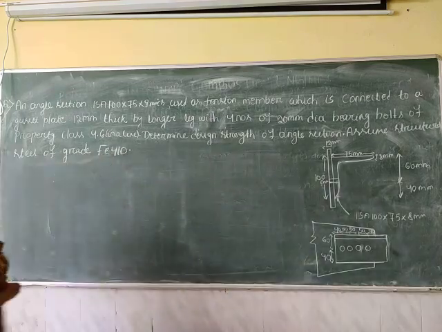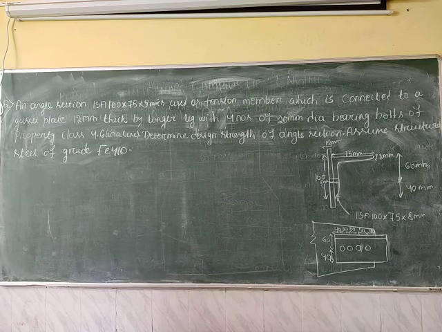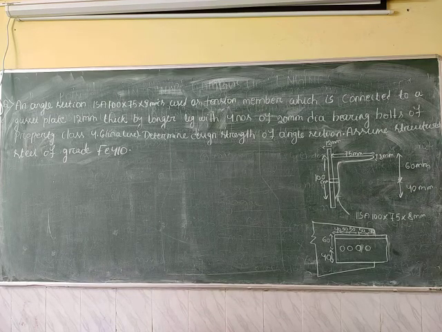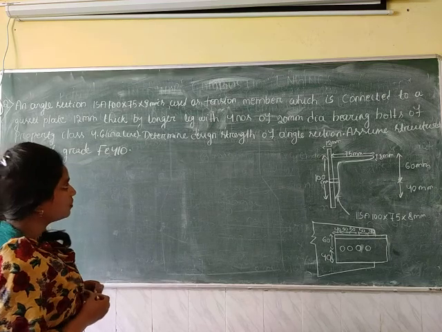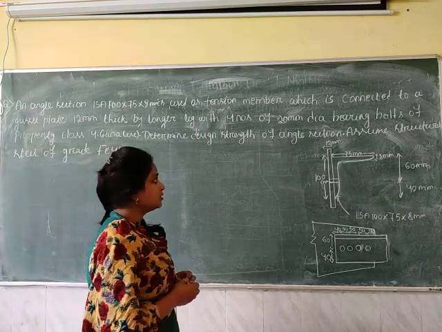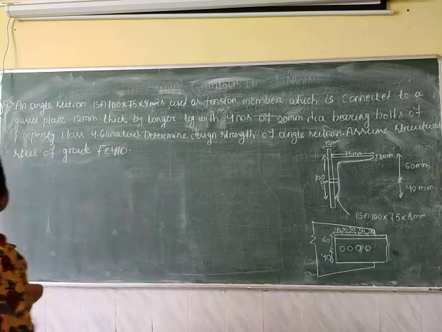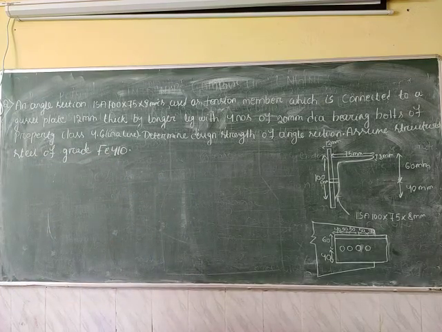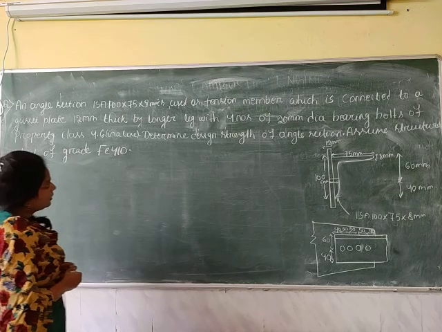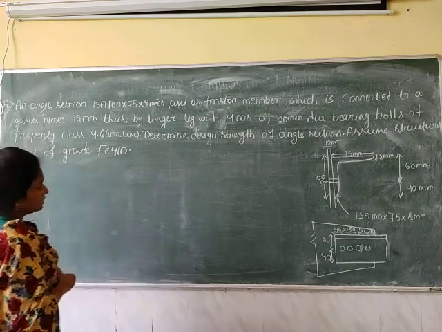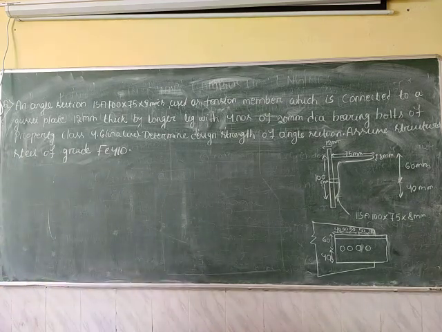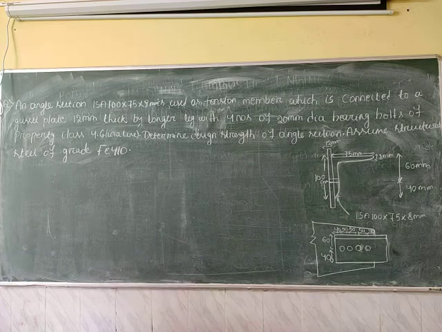So the question says an angle section ISA 100 into 75 into 8 mm is used as tension member which is connected to a gusset plate 12 mm thick by longer leg with 4 numbers of 20 mm diameter bearing bolts of property class 4.6 in a line. So, determine design strength of angle section and assume structural steel of grade Fe 410.